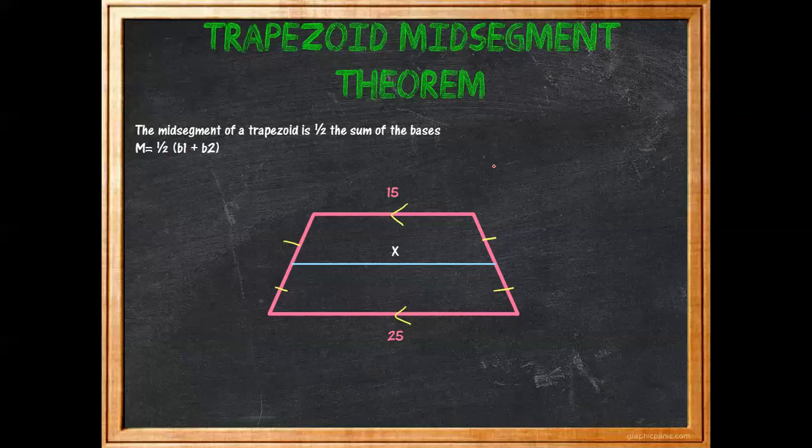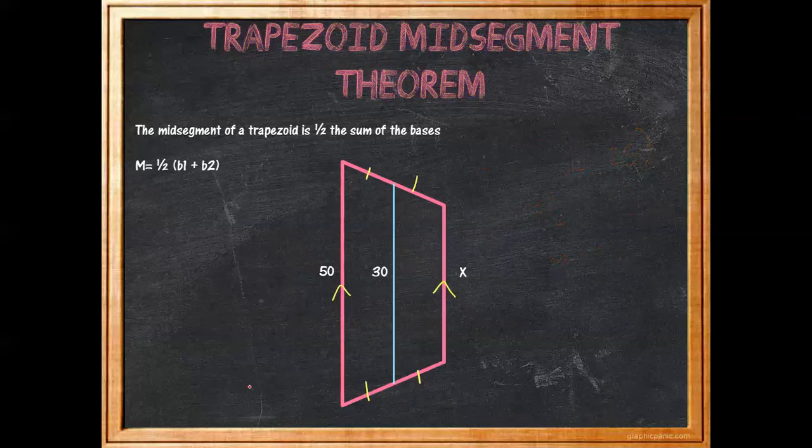So for this one right here, we would say M equals 1/2 times 15 plus 25. So M equals 1/2 times 40. Half times 40, right? Just think of half of 40, or 40 divided by 2. So M equals 20, or in this case, x. X equals 20. For this one, we're looking at it sideways. Remember, the bases are the two parallel sides, so this side right here and this side right here.